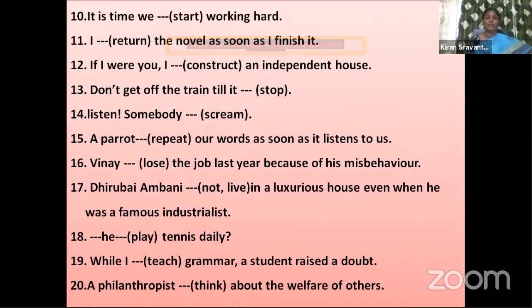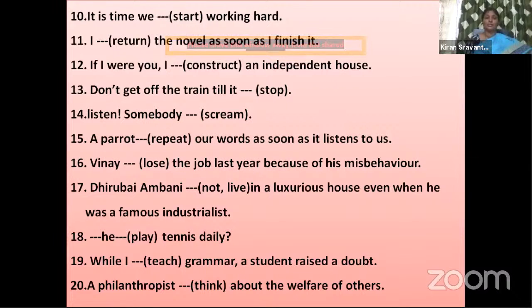Then coming to the 19th one, while I (teach) grammar, a student raised a doubt. Again, raised, when you look at the verb, it's indicating that it belongs to past simple tense. While this action took place, some action in the past was going on. So the continuous action would be expressed in past continuous. So, while I was teaching grammar, a student raised a doubt.